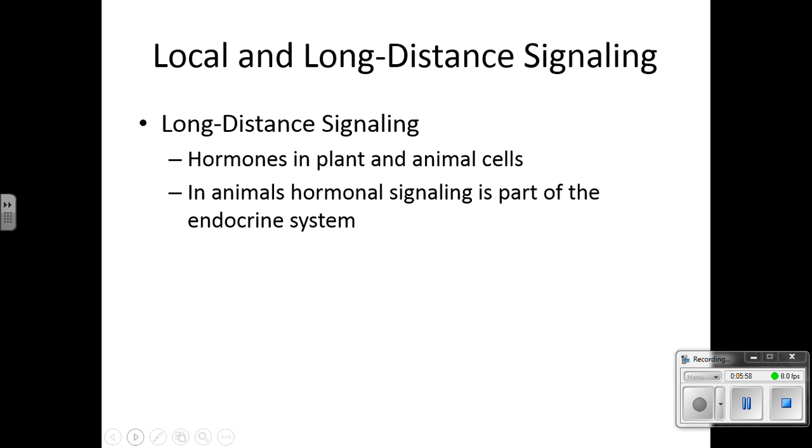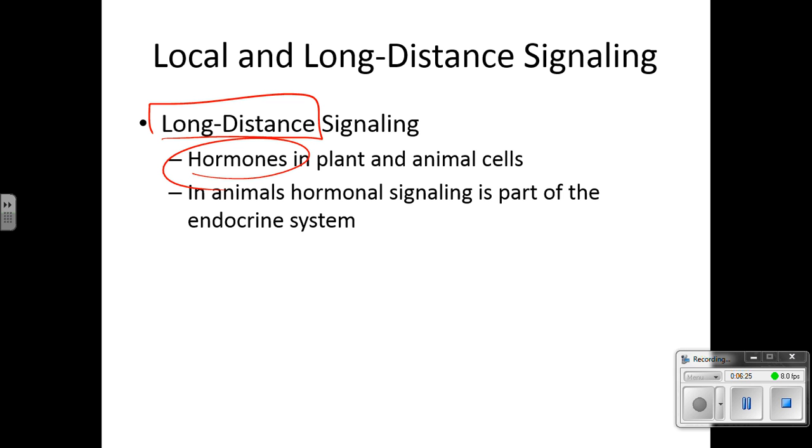Long distance signaling, think long distance. The signal is going to happen in one area, and it's going to travel a further distance to actually produce a response. The best example here would be hormones. Think about in you, if you're a boy or if you're a girl, you're going to produce hormones, either testosterone or estrogen, and actually you both produce a little bit of each. Males produce more testosterone, females produce more estrogen.